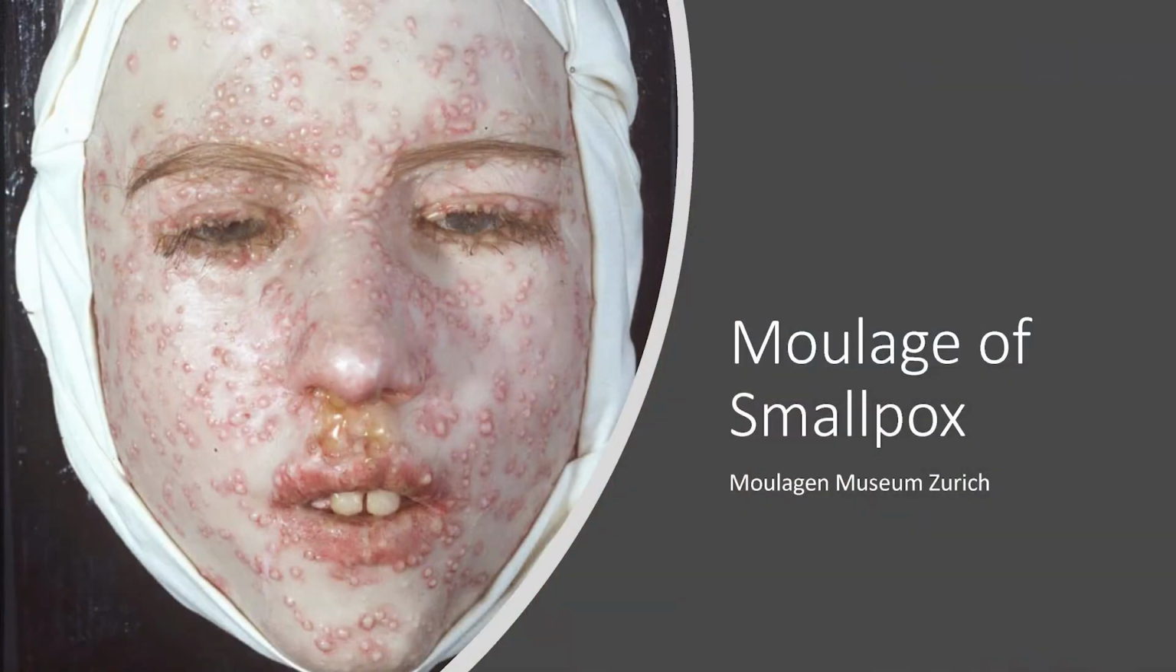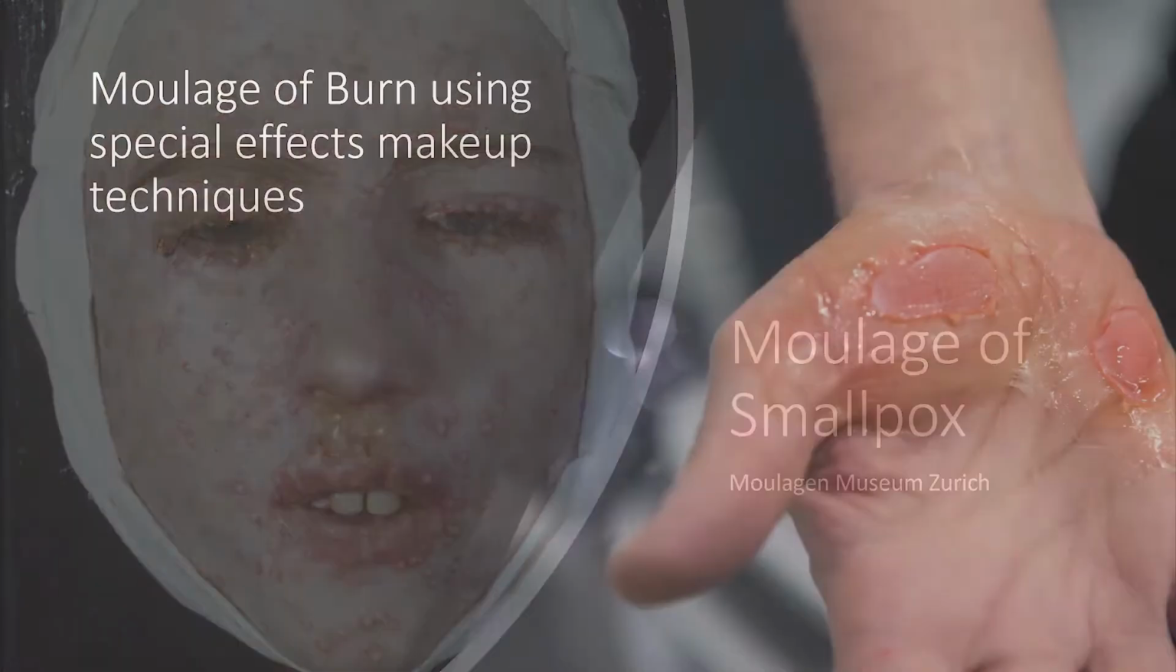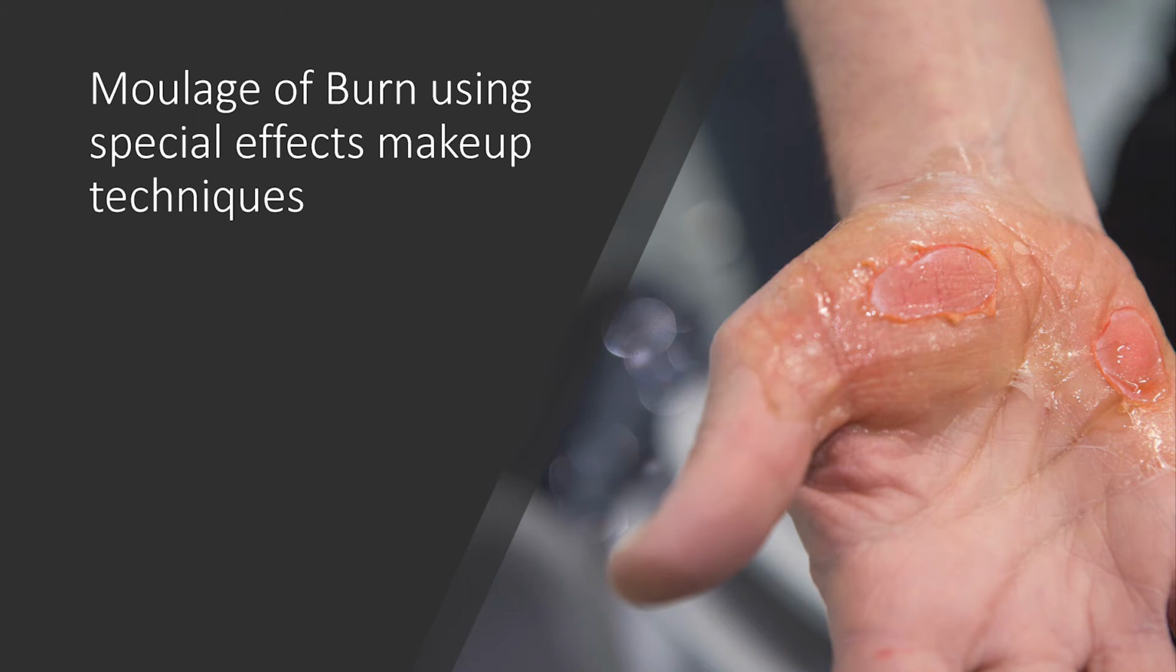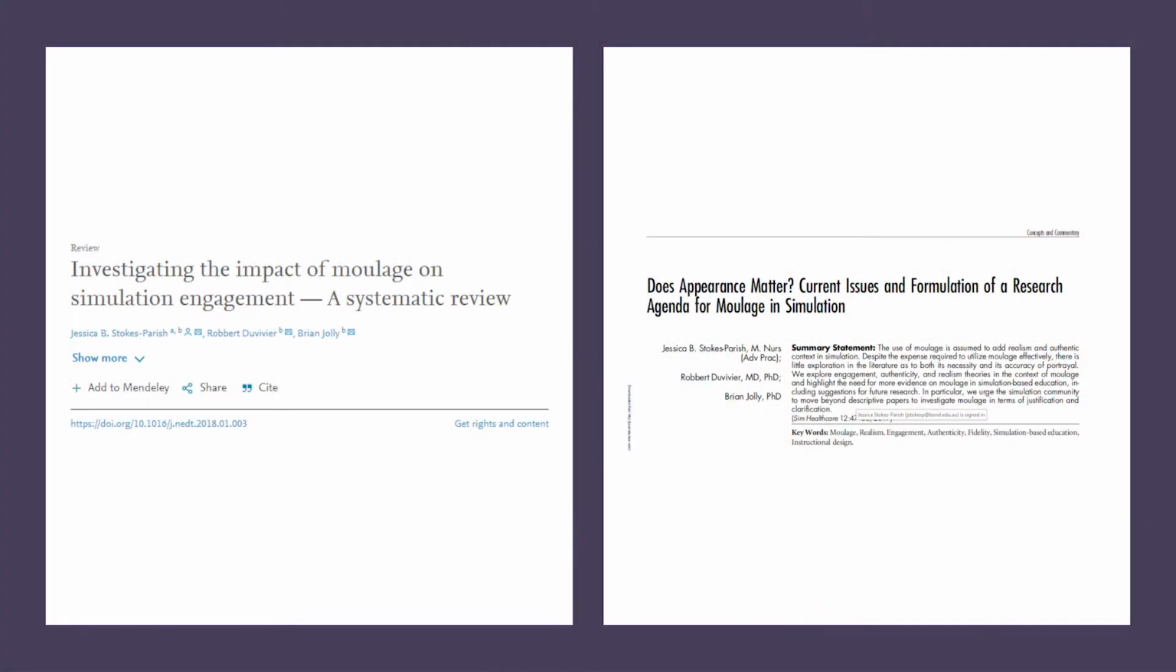You're probably wondering, what is moulage? Moulage is a French word which translates to mould. In the 16th century, moulds were created with wax to simulate illnesses and effects. Today, the word moulage is used to describe special effects makeup techniques in simulation. For a comprehensive look at moulage, you can read the commentary and systematic review that I've previously published.